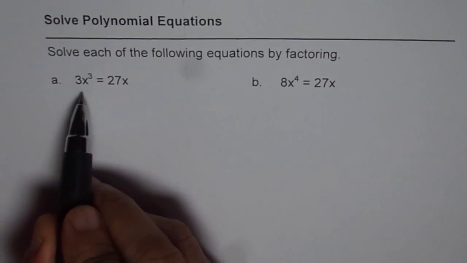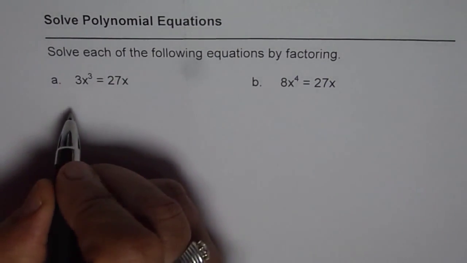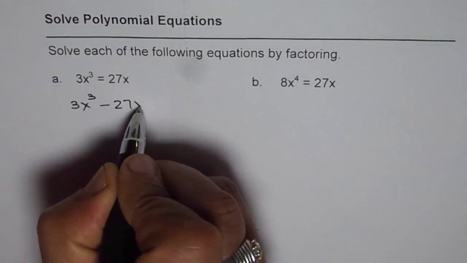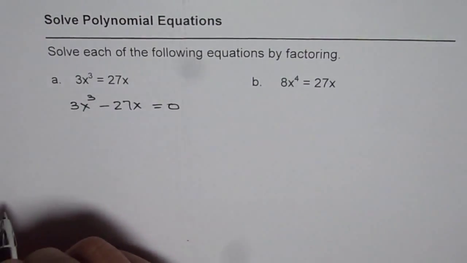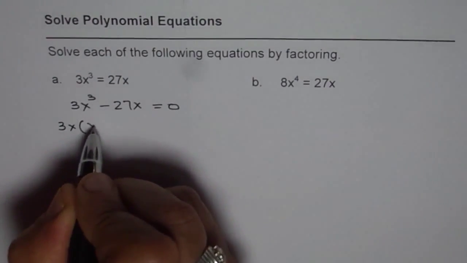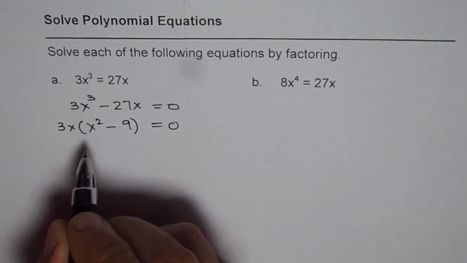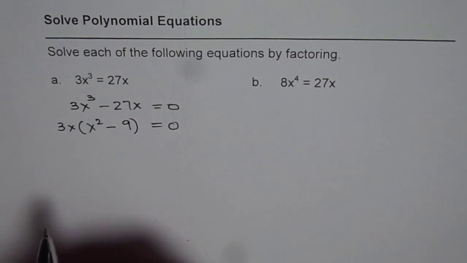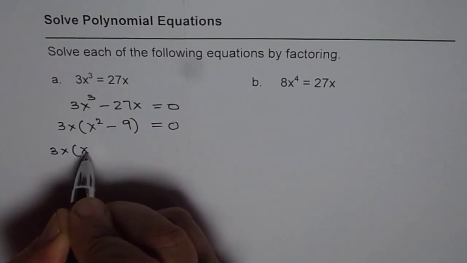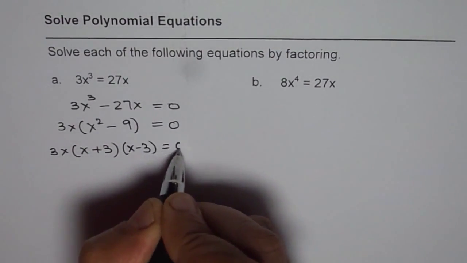So when you have to solve them by factoring, bring the terms to the same side. So we should write this as 3x cubed minus 27x equals 0. Now 3x is a common factor, so we get 3x times (x squared minus 9). Now x squared minus 9 is x squared minus 3 squared, so you can apply the difference of squares. So we get 3x times (x plus 3) times (x minus 3) equals 0.